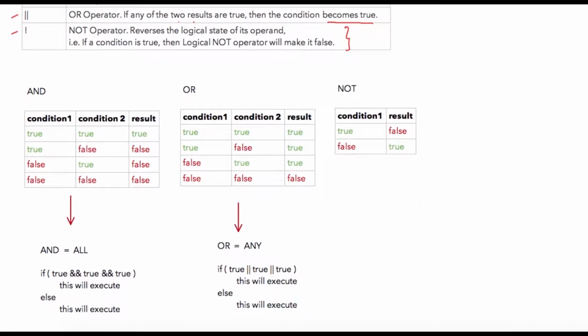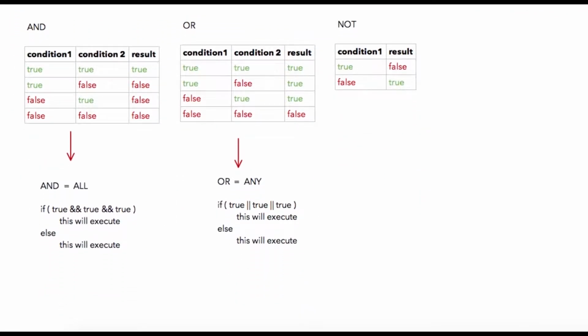So this is a small table for better understanding. When we apply AND to my first condition and my second condition, if both the conditions are true, my result will be true. Else in all the cases, if you check over here, it is false. So it doesn't matter whether one of them is true. Both the conditions, or all the conditions, have to be true. Only then my final result will be considered as true.